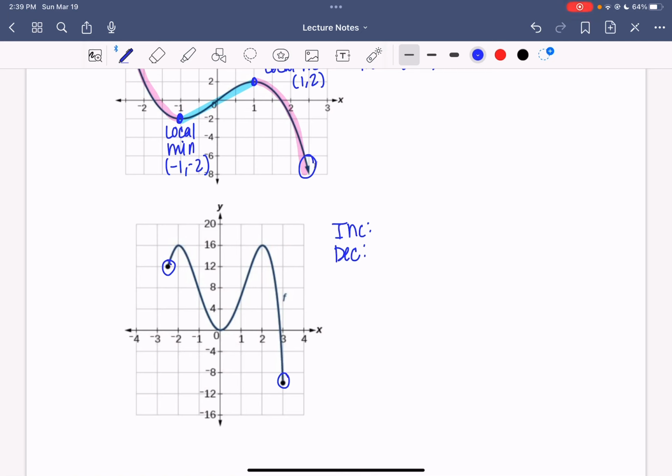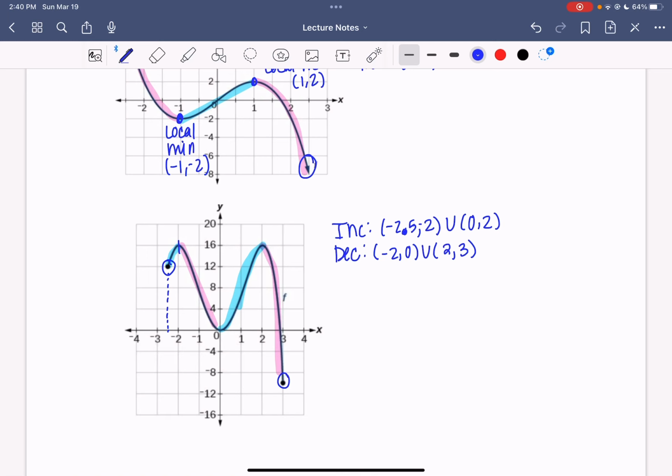So where is it increasing? I'll continue highlighting. It's increasing in this little spurt right here, and then right here. Where is it decreasing? Here's our decreasing, and here's our decreasing. Now we're going to have to estimate because this is in the middle here. So I'll say it's increasing from negative 2.5 to -2, union with 0 to positive 2. Excuse me, I left off that negative right there. Then where is it decreasing? It's decreasing from negative 2 to 0, union with 2 to positive 3.